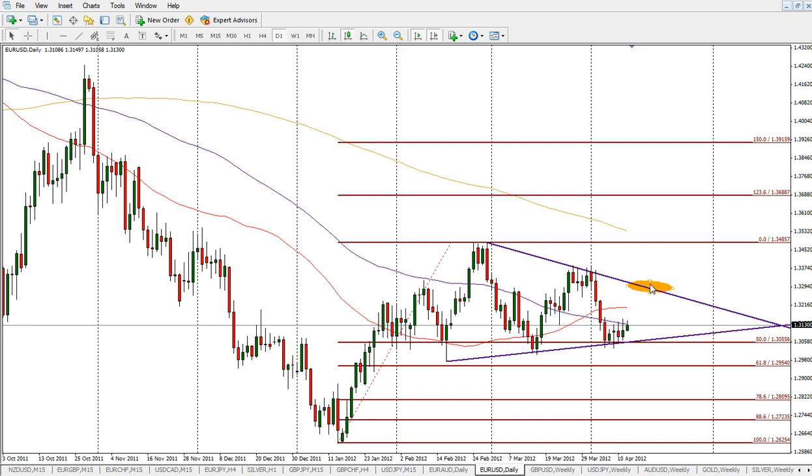So you would expect price to come up around here and test this top side of this triangle.